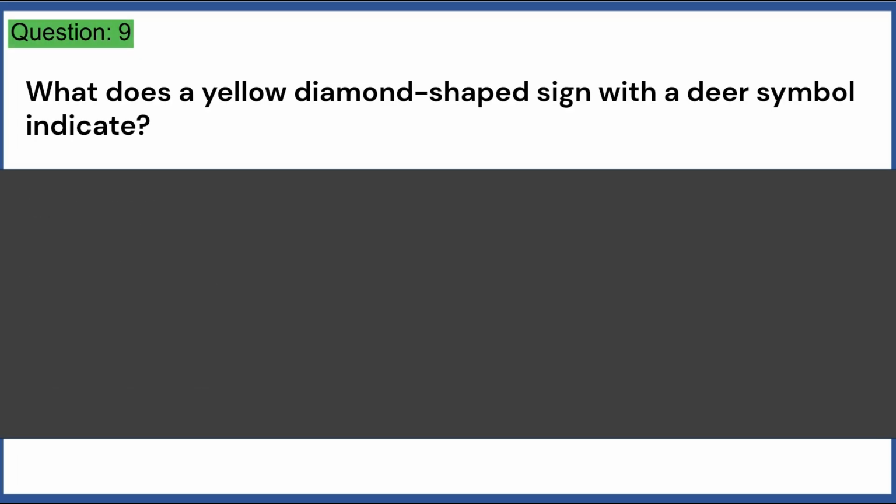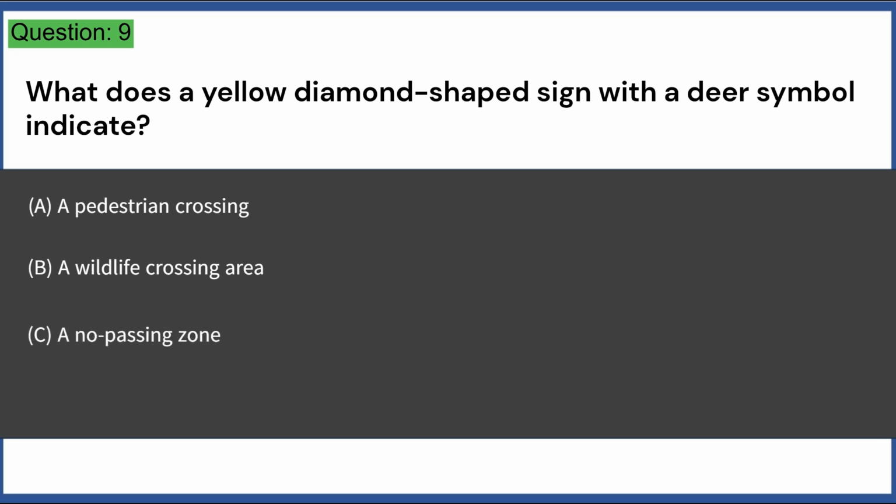What does a yellow diamond-shaped sign with a deer symbol indicate? A. A pedestrian crossing. B. A wildlife crossing area. C. A no-passing zone. D. A school zone. Answer: B. A wildlife crossing area.